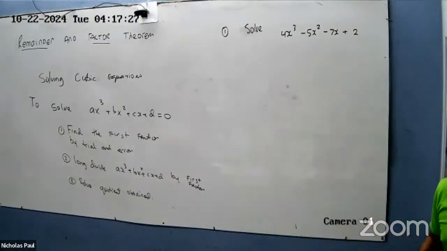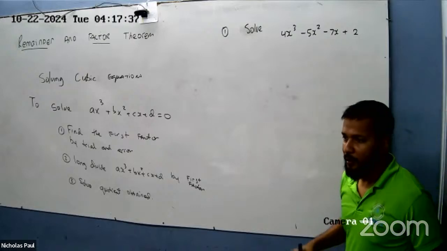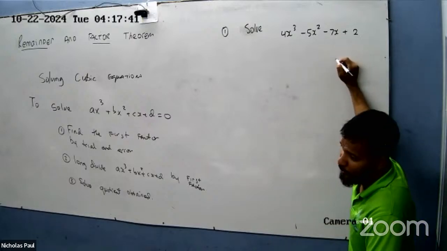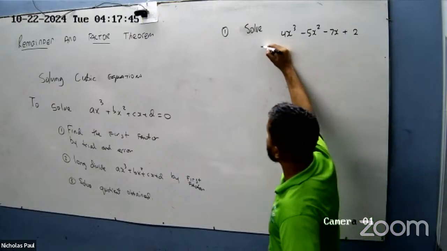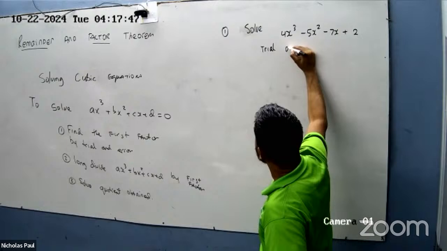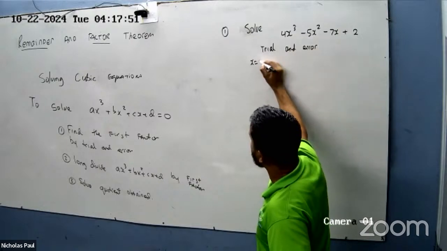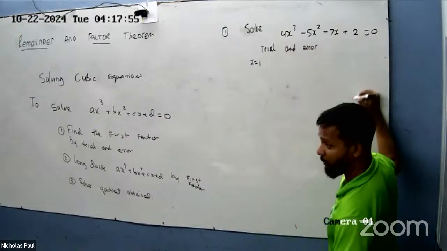All right, so let's try that one then: 4x cubed minus 5x squared minus 7x plus 2. In order to solve this, we have to get the first factor. I'll show you the long method and the short method. The long method first is trial and error. We are going to put x values in here until we get equal to 0.